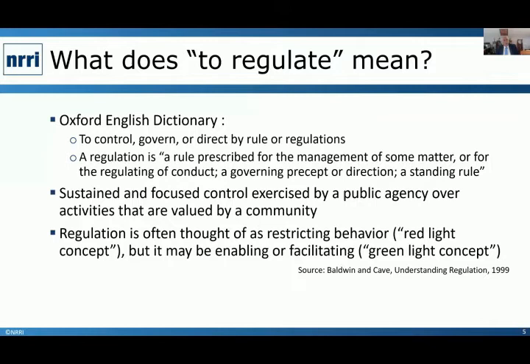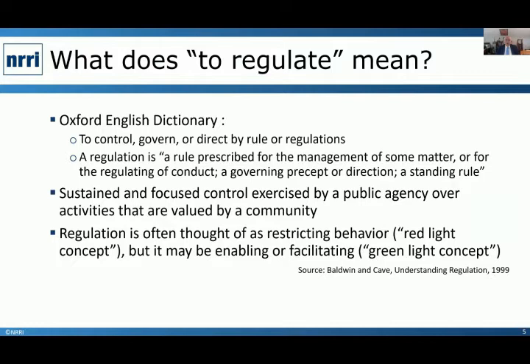The Oxford English Dictionary defines the term regulate as to control, govern, or direct by rule or regulations. A regulation is a rule prescribed for the management of some matter or for the regulating of conduct, a governing precept or direction, a standing rule. Regulation involves sustained and focused control exercised by a public agency over activities that are valued by a community.